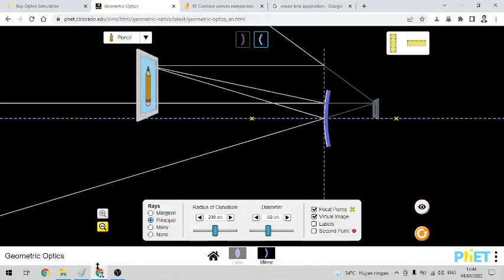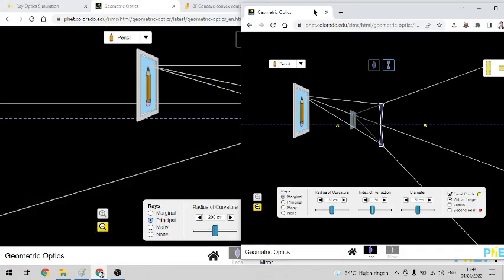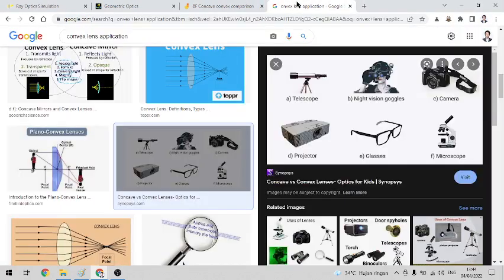For the lens, there are a lot of applications also. Mostly, you can use it in eyeglasses, and then camera, telescope, and microscope. There are a lot of applications for lens.